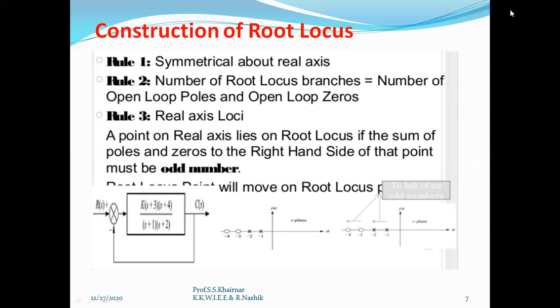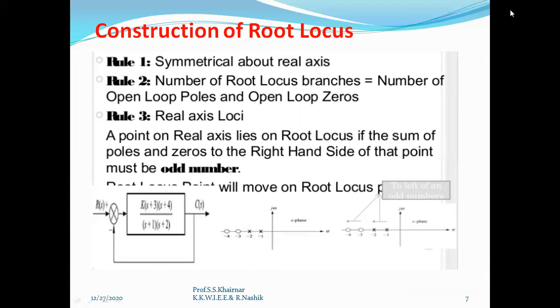When we construct the root locus, these are some rules. First property is that it is symmetrical about the real axis. That means the root locus is always symmetrical about the real axis, that means the x axis. Rule number 2 is the number of root locus branches is equal to the number of open loop poles and open loop zeros. And rule number 3 is real axis loci. What is that real axis loci? A point on the real axis lies on the root locus if the sum of poles and zeros to the right hand side of that point is an odd number.